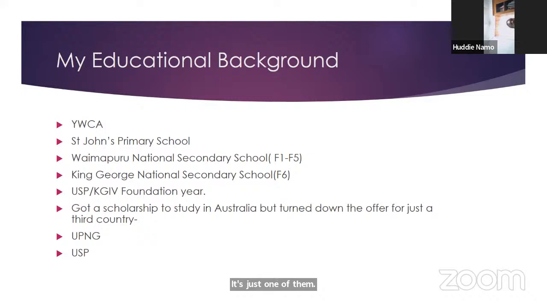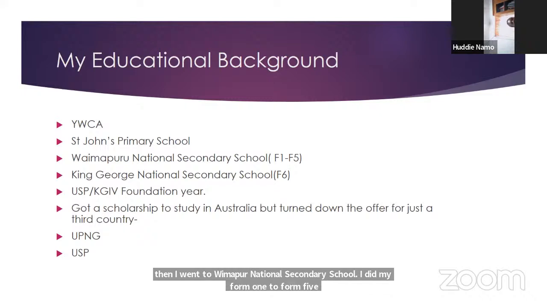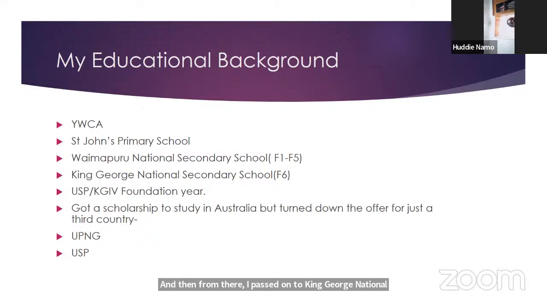And I attended St. John's Primary School, and that school is just down here in my neighborhood at Rove. So that's the school I attended. And then I went to Waimapuru National Secondary School. I did my Form 1 to Form 5. And then from there, I passed on to King George VI National Secondary School. I did my Form 6 there. And then I did my USP Foundation year.